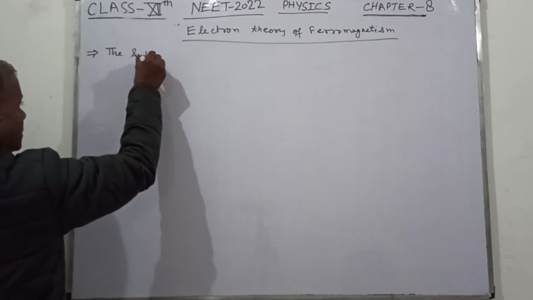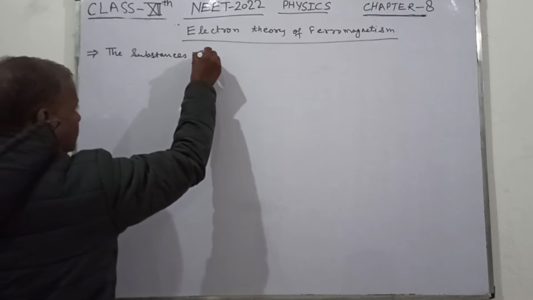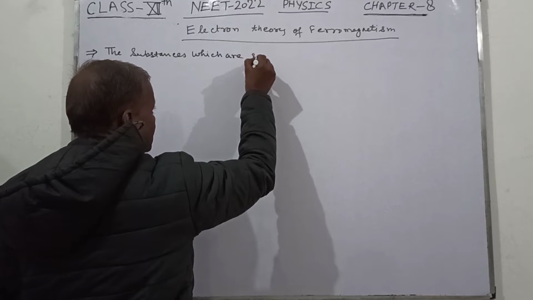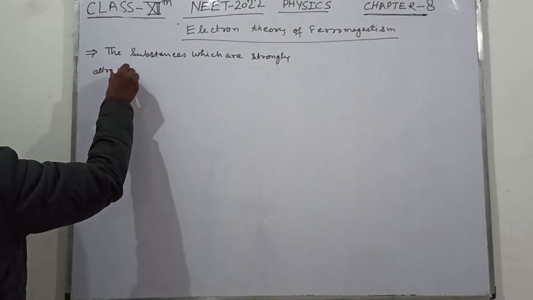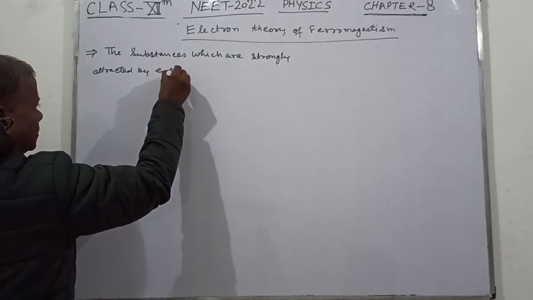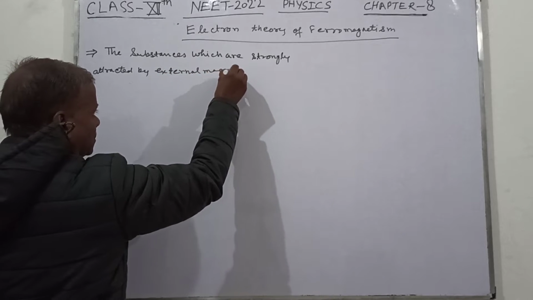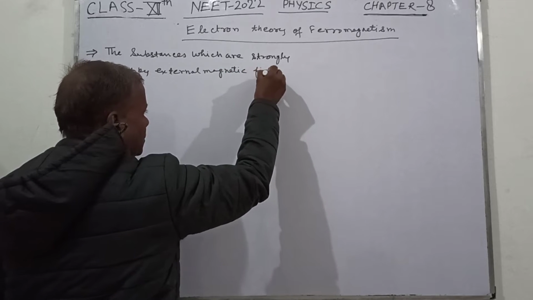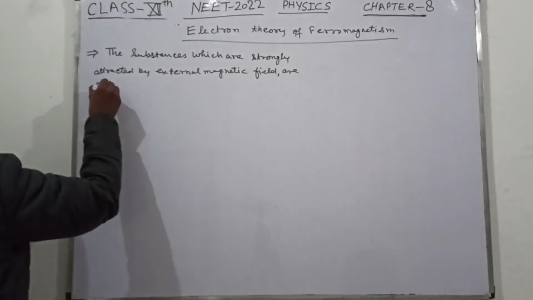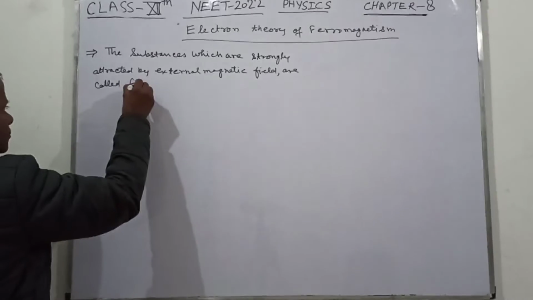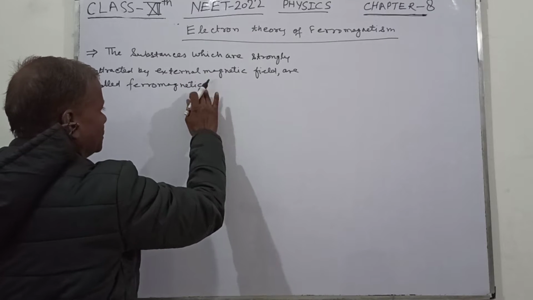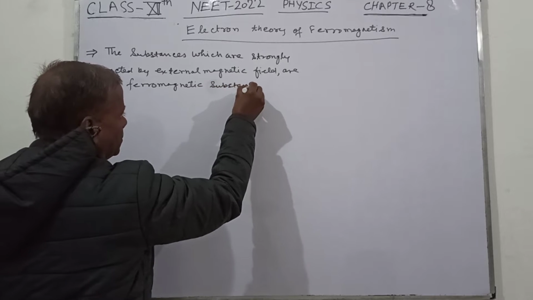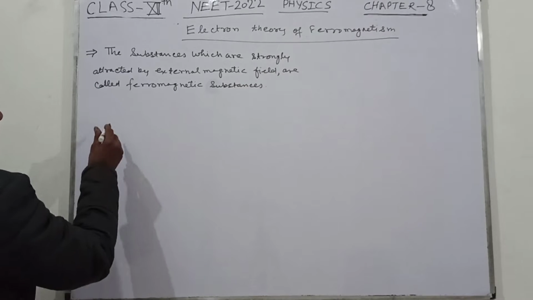The substances which are strongly attracted by an external magnetic field are called ferromagnetic substances.